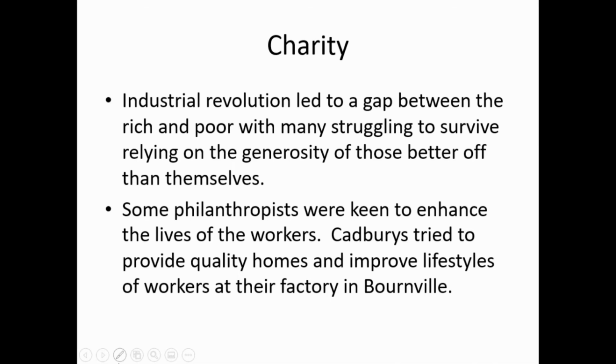So, for example, here in Birmingham, Cadbury's tried to provide quality homes and improve lifestyles of workers at their factory in Bournville. So this is where you've got the BVT, the Bournville Trust. And this is where there are some really nice houses where people live. And that was based on the back of what Cadbury's did, they were Quakers, that's what they did. Please feel free to Google or to use a dictionary to search the word philanthropist to see what it means.